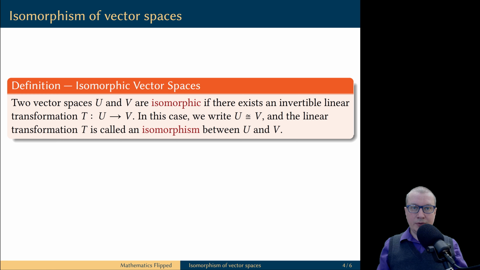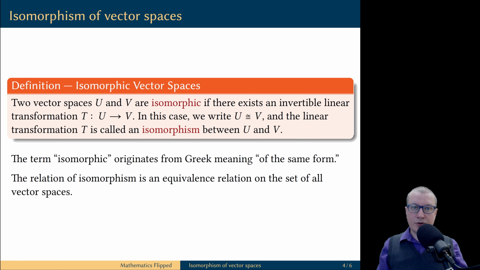Two vector spaces U and V are isomorphic if there exists an invertible linear transformation T from the vector space U to the vector space V. This invertible linear transformation is called an isomorphism between the vector spaces U and V. These terms originate from Greek, and to be isomorphic in Greek means to have the same form. Iso, same, morph, form. It is a simple but interesting and instructive exercise to make sure that the relation of isomorphism is an equivalence relation on the set of all vector spaces.